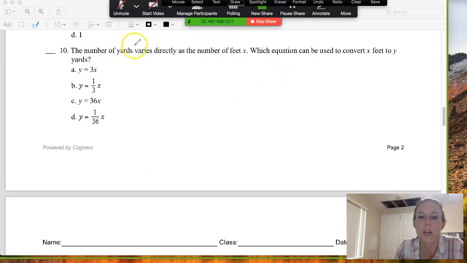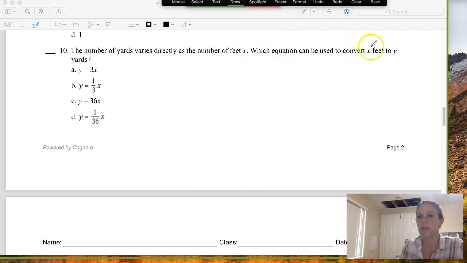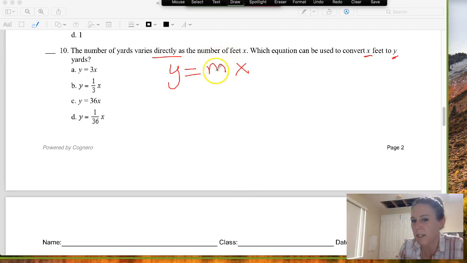Okay, the number of yards varies directly as the number of feet. Which equation can be used to convert x, which is feet, to y, which is yards? We know direct variation looks something like this. Y equals some constant times x. Y would equal x, except there's some constant that makes it bigger or smaller. But it varies directly. As x goes up, y goes up. As x goes down, y goes down by some amount.